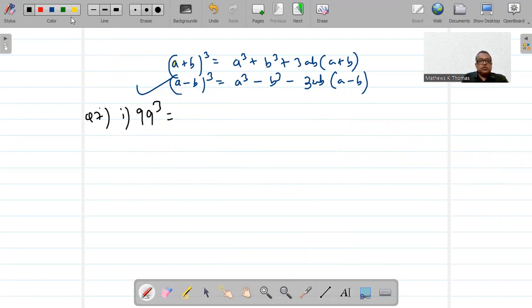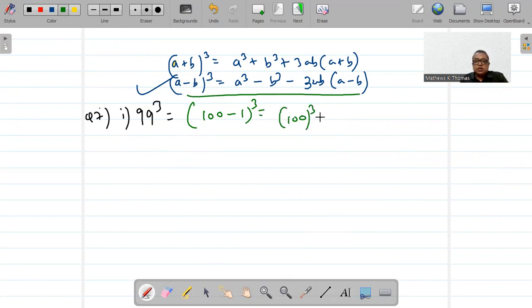99³, right? So I'm going to write 99 as 100 minus 1. The technique is we are going to write 99 as (100 - 1)³, and I'm going to use this identity. So this becomes a, this becomes b. So that is a³ - b³ - 3ab(a - b). The identity remains the same, and what we need to do is replace a with 100 and b with 1.